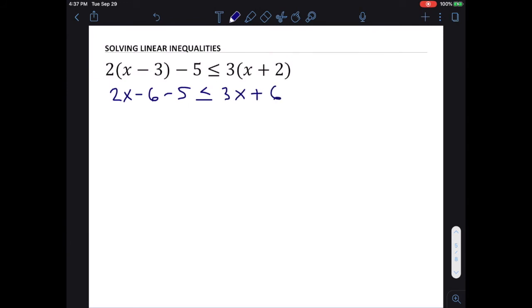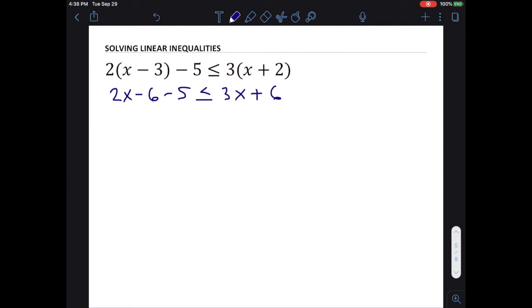Now some of you might be tempted to just do multiple steps at a time here. That's fine. Sometimes it's easy to make mistakes when you try and do more than one thing at a time. And what I mean is when you distribute, you might try to combine that negative 6 and negative 5 at the same time. That's fine if you want to try and do that, but just be careful because it's easy to make mistakes when you try and do more than one thing at a time.